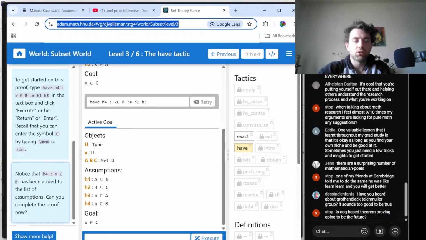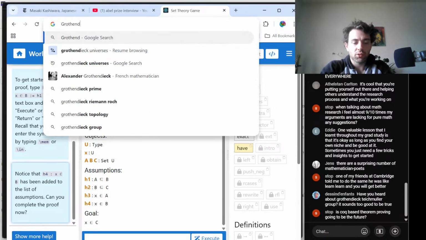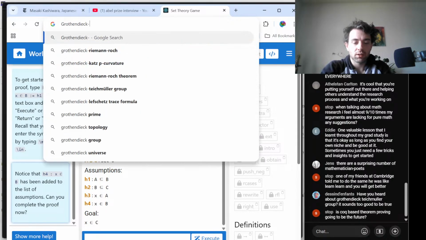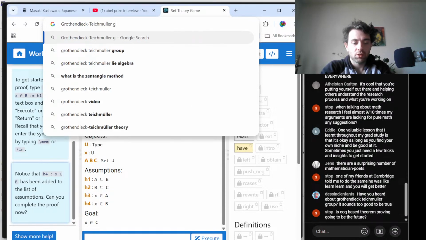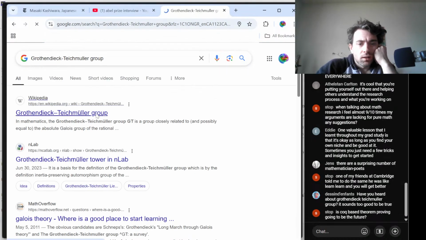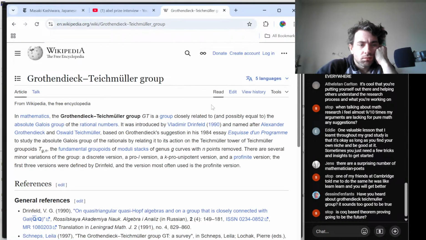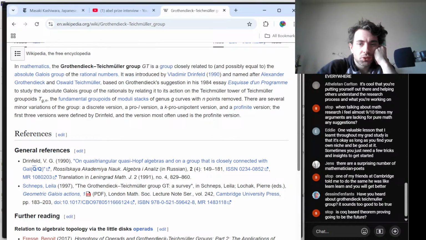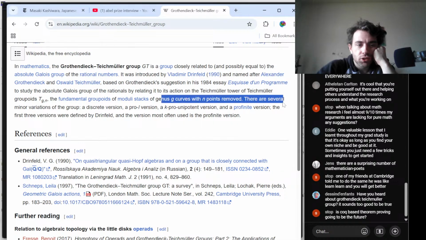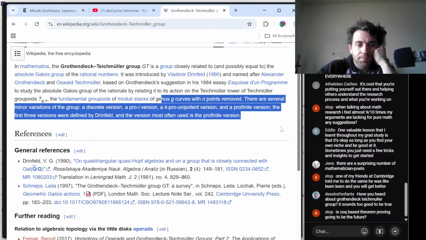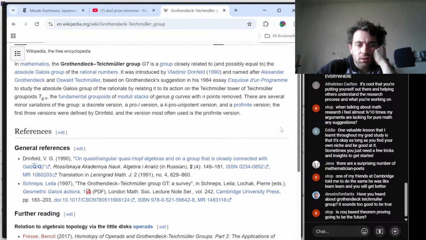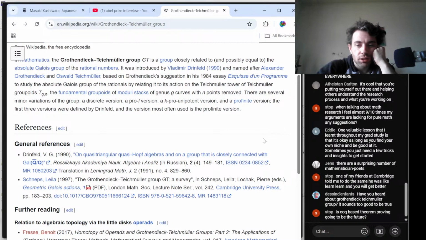Have I heard about the Grothendieck-Teichmuller group? It sounds too good to be true. That rings a bell. Grothendieck-Teichmuller group, to the absolute Galois group of the rational numbers. Teichmuller tower of groupoids, fundamental groupoids of the moduli stack of genus g curves with endpoints removed. There are several minor variations. Yeah, rings a bell. I don't know much about it.